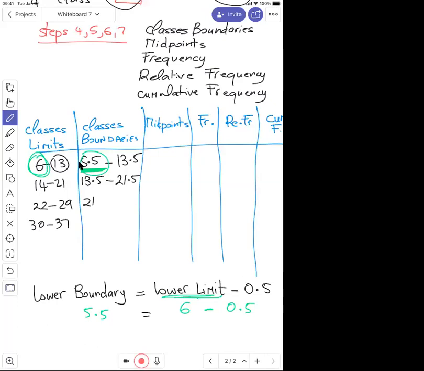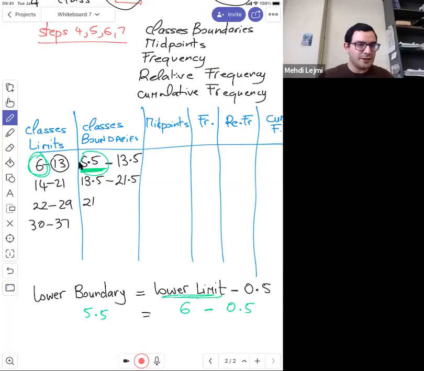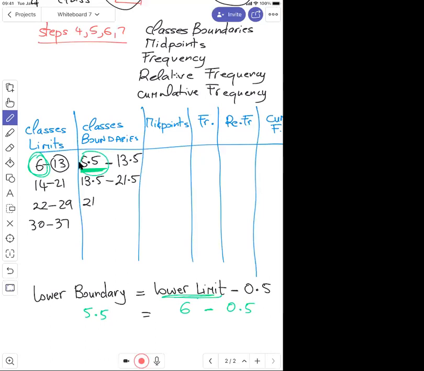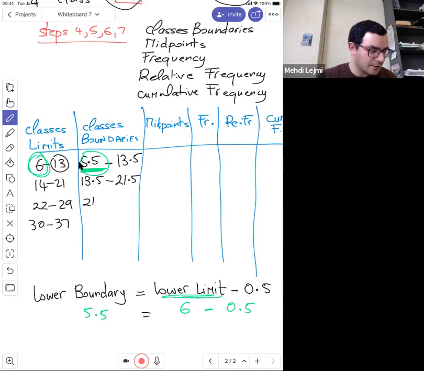Okay, so the lower limit, you always subtract 0.5? Yes, minus 0.5 for every number. Let's say for the next class, 14 to 21, you subtract 0.5 from 14. From 14, yes, from the lower limits.